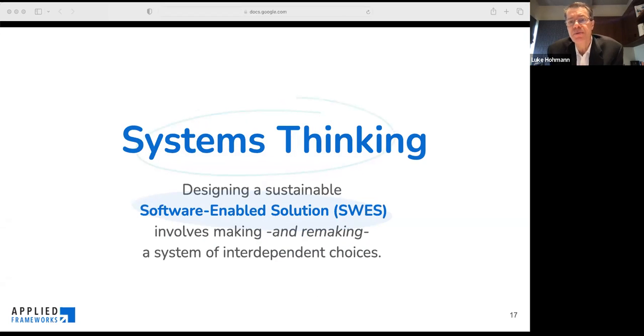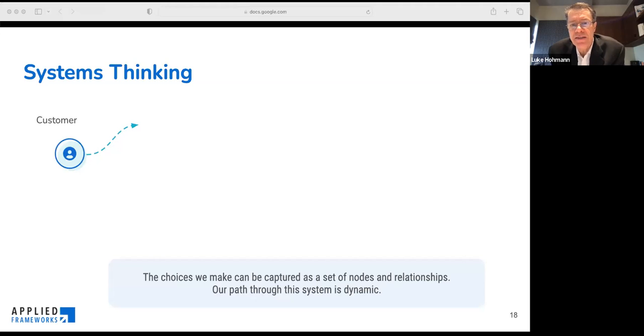We are huge believers in systems thinking so that software-enabled solutions can make and remake these interdependent choices. Let's go through an example and see what this might look like. Let's start with our customer. We know we want to serve our customer, and we've got to take a path through our system. We've got our solution. And we may want to offer our solution, our software, on an annual basis.